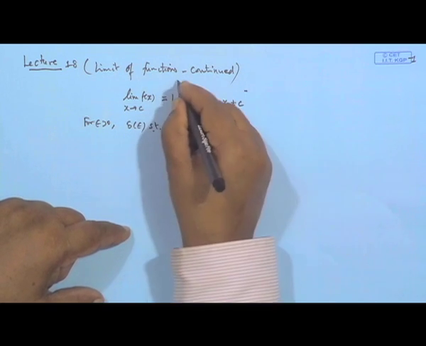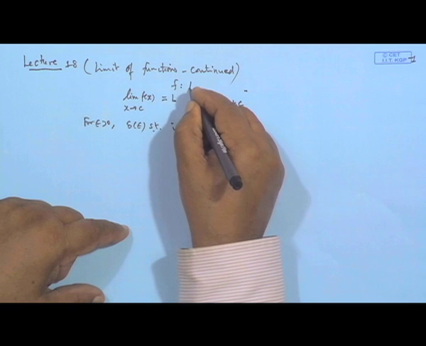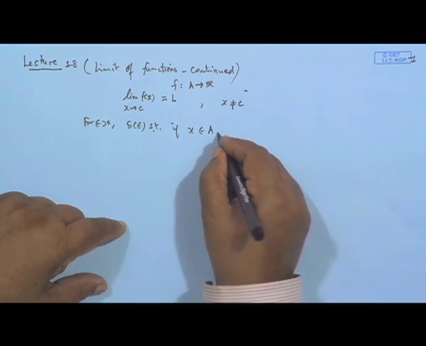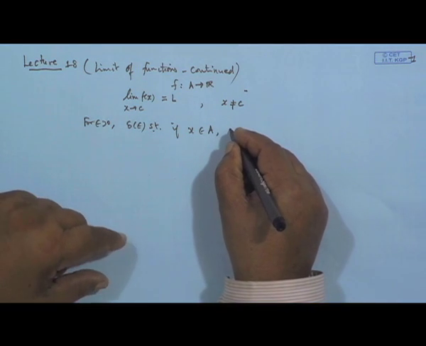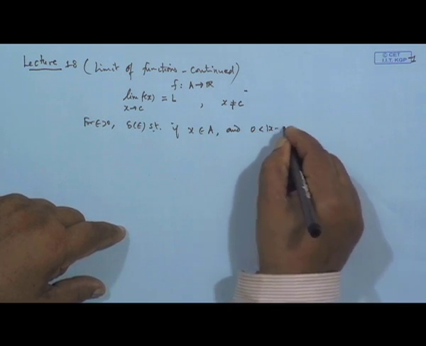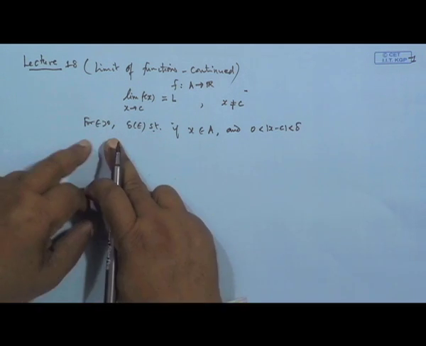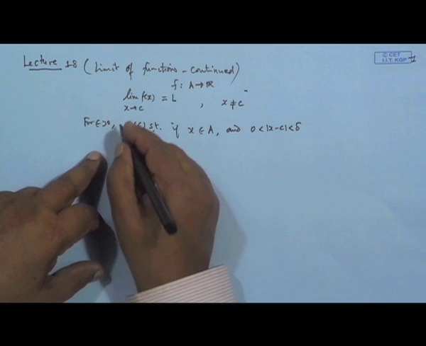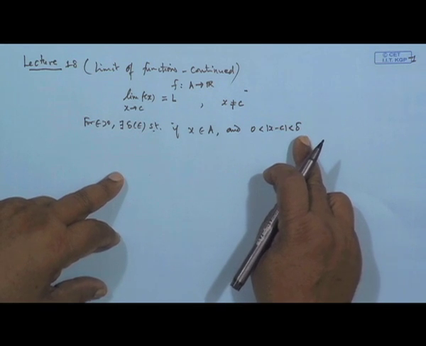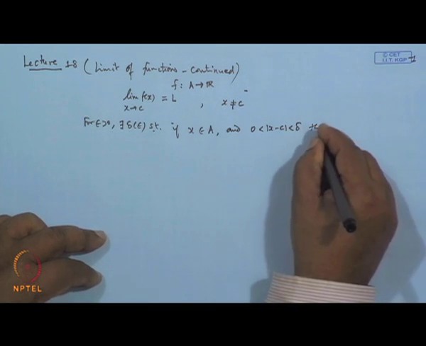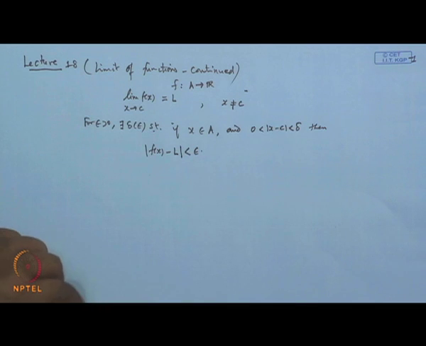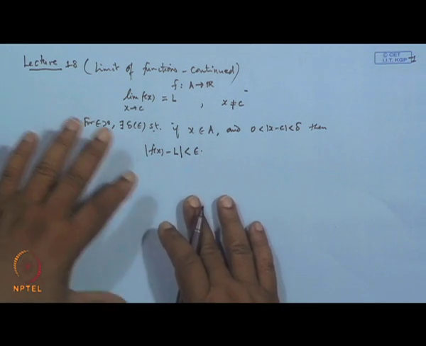if x belongs to the set A, where A is any set and f is a mapping from A to R, x belongs to A but x is not equal to c, and x satisfies this condition, |x minus c| is less than delta. So, for a given epsilon greater than 0, there exists a delta depending on epsilon such that for all x which lie in this interval, the value of |f(x) minus L| will remain less than epsilon. So, this is the way we have defined this.